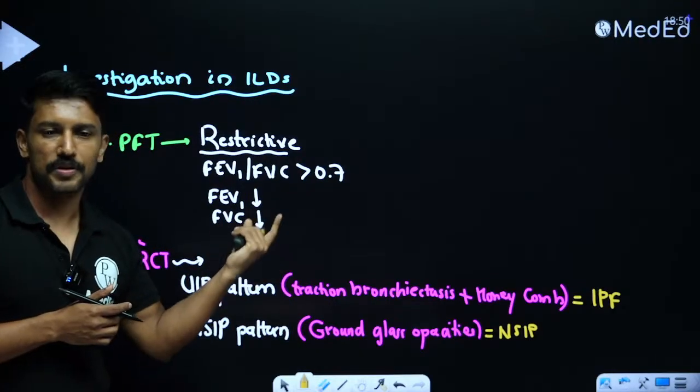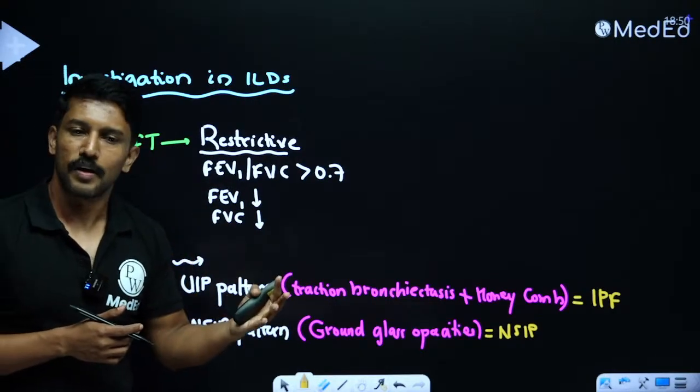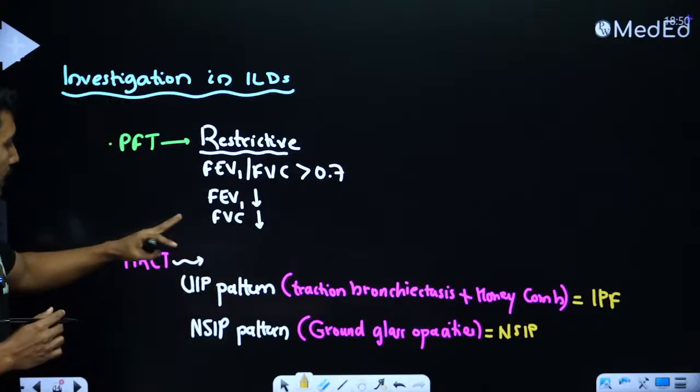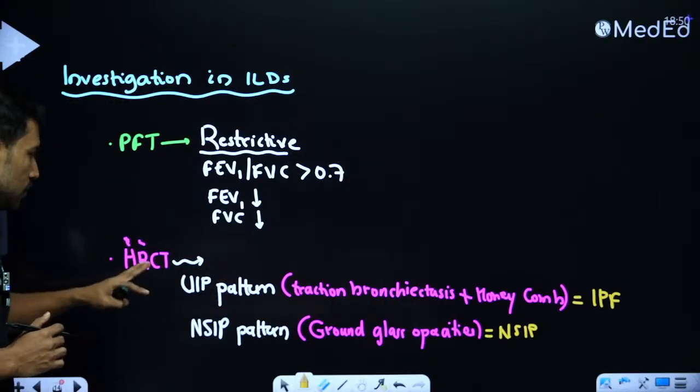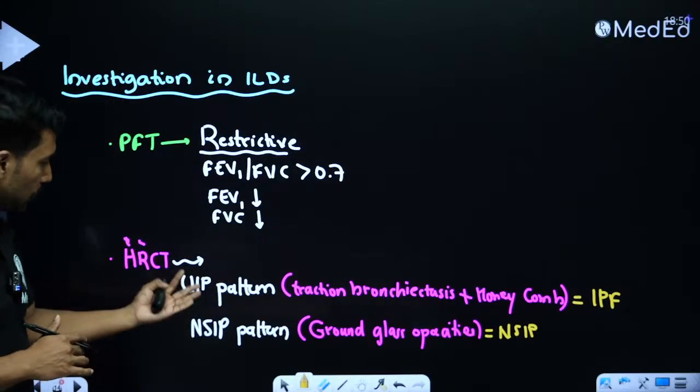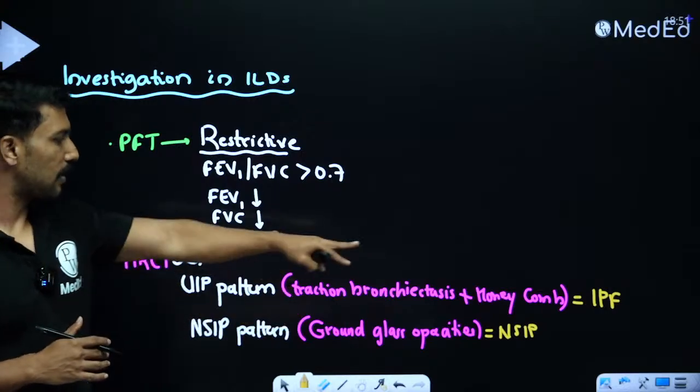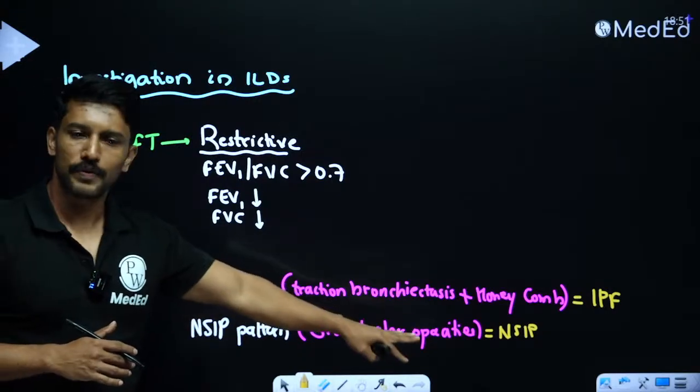Same restrictive picture but an acute condition, you can think of pneumonia as well. Then HRCT will clearly hold the diagnosis. HRCT can show you pneumonia. It can also show you these patterns. So if UIP pattern, think of IPF. NSIP pattern, think of NSIP.